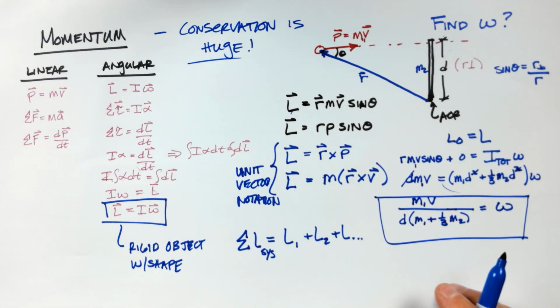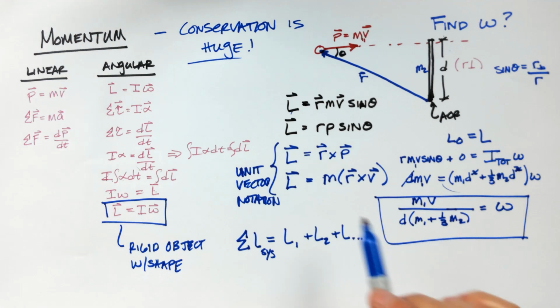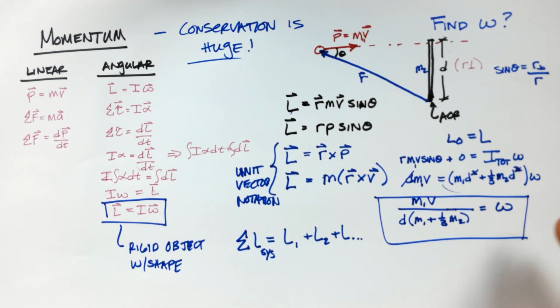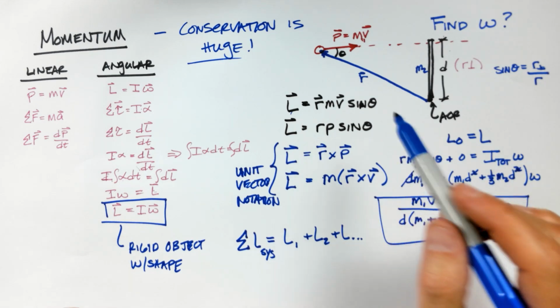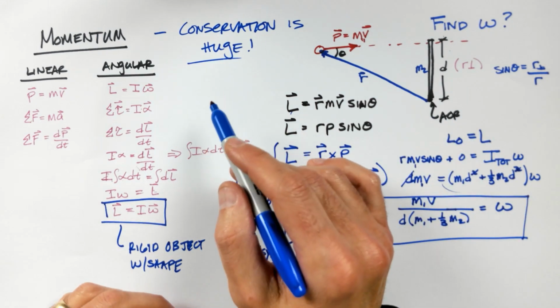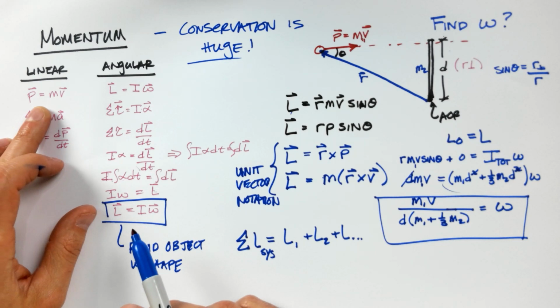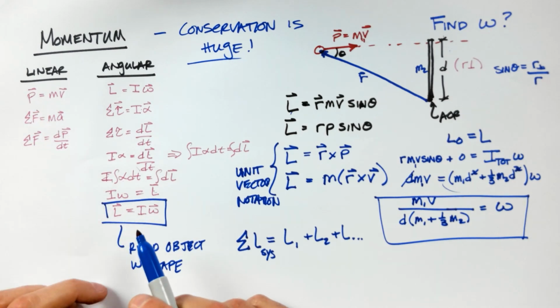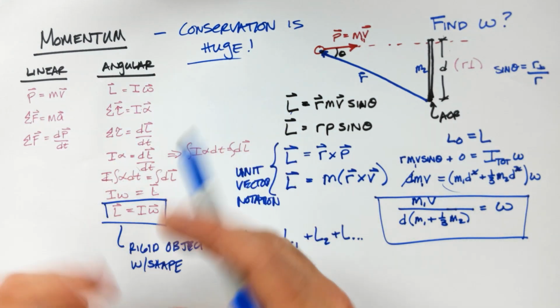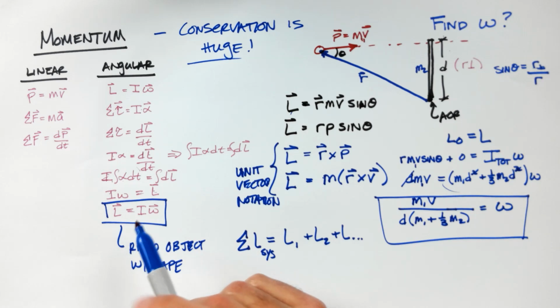And using the conservation of linear momentum. Okay, so the big idea here is that angular momentum will always be conserved, just the same as linear momentum was conserved in any one direction, when the net torque acting on the system is zero.